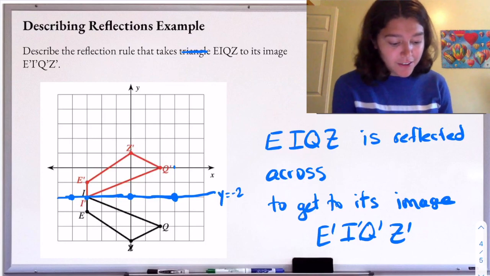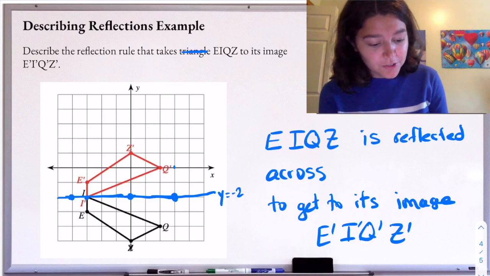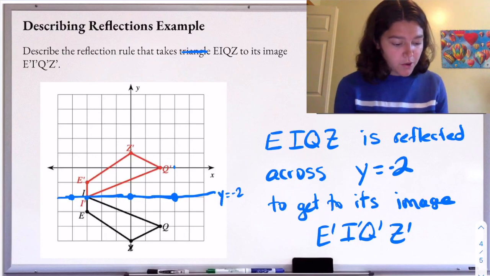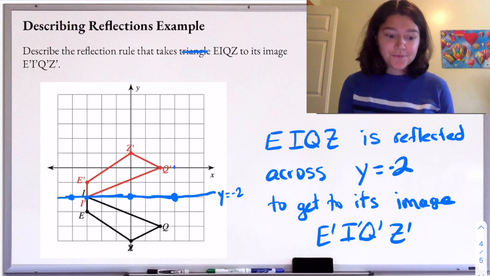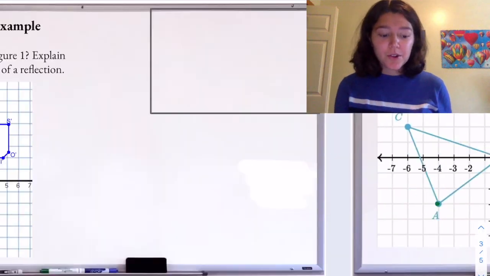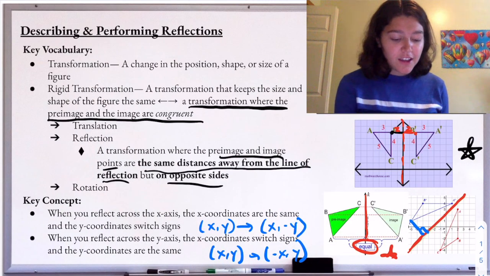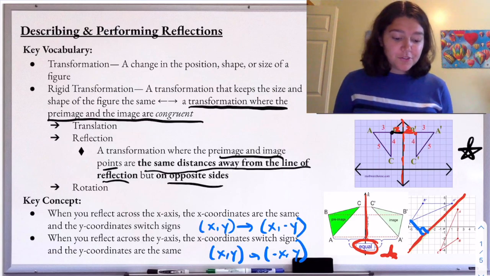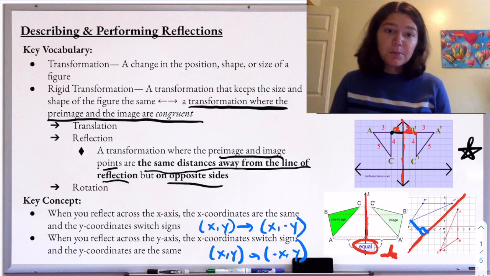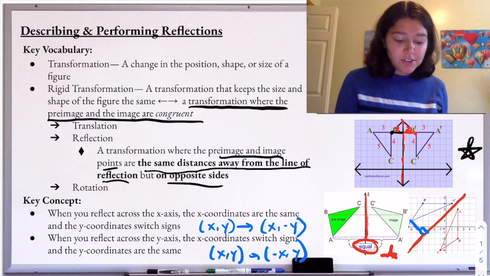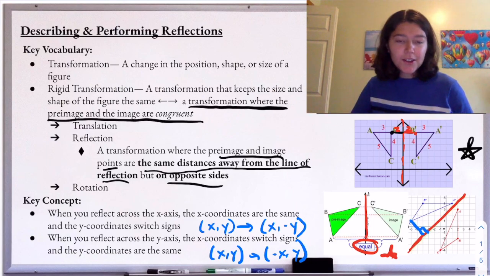So we would say that triangle EIQZ is reflected across the line y equals -2. And that's going to describe that reflection rule. That's all it is. So we're just making sure of the key idea of reflections, in addition to our informal language of flip or mirror, is the formal definition that the points on the pre-image and the image are the same distance away from the line of reflection, but on opposite sides. Okay, great job, everyone.